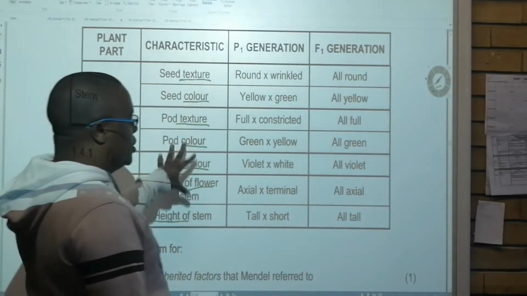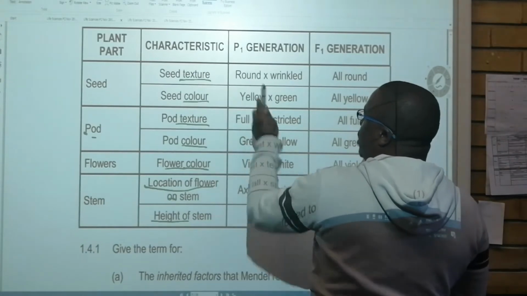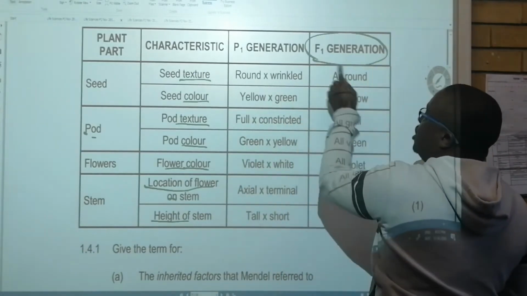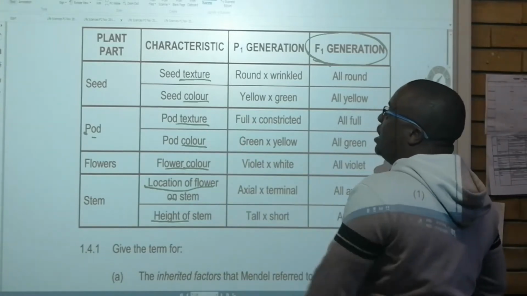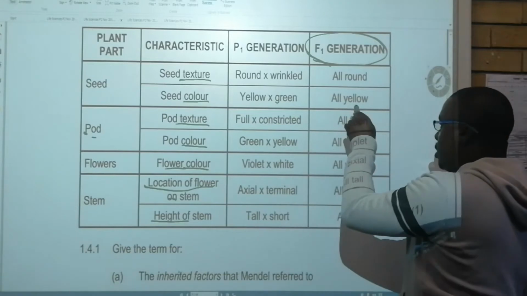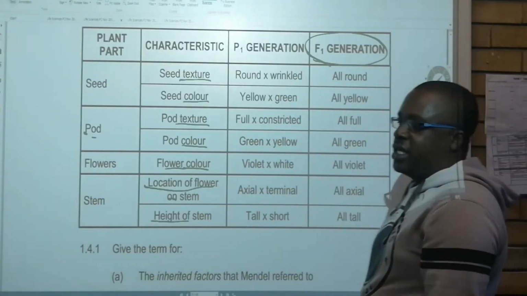Okay, so he did his crosses. In seed texture, he took round seeds with wrinkled seeds, and then he gave us our F1 generation. For seed color, he took those that had yellow seeds, crossed them with green seeds, and he got the offspring with all yellow. And he did the same for all the other characteristics.